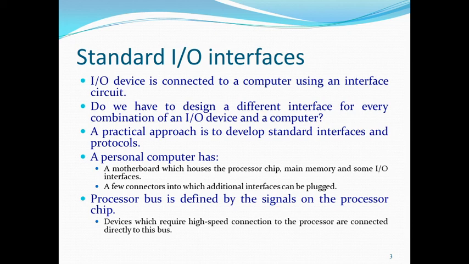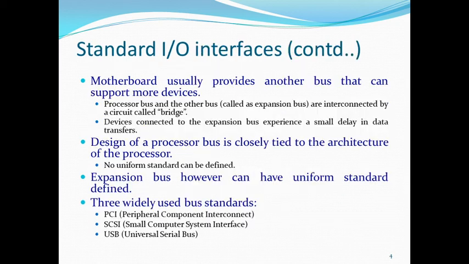Here, the processor bus is the bus defined by signals on the processor chip itself. The devices that require a very high speed connection to the processor, such as main memory, may be connected directly to this bus. For electrical reasons, only a few devices can be connected in this particular manner, right? Here, the motherboard usually provides another bus that can support more devices.